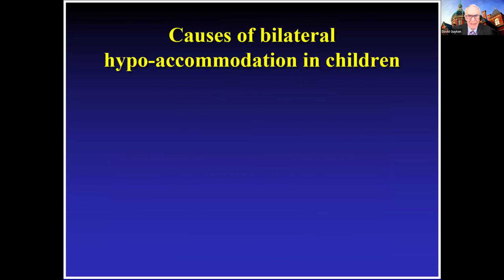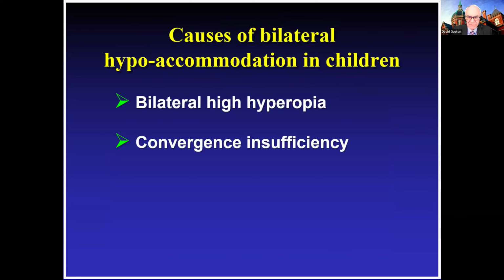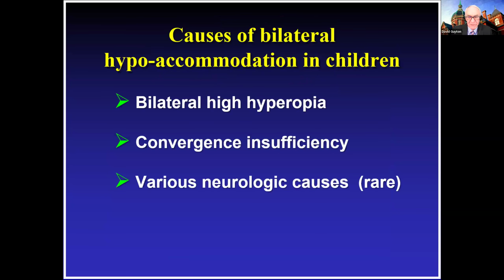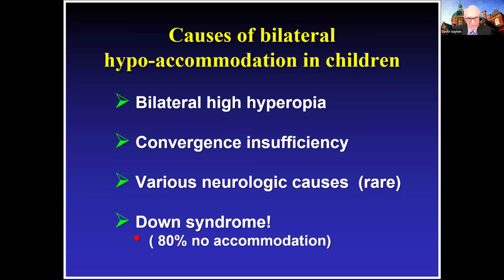What are the usual causes of bilateral hypoaccommodation in children? Well, bilateral high hyperopia. Sometimes the hyperopia is so high the patients don't even bother to accommodate to neutralize. Convergence insufficiency is sometimes accompanied by accommodative insufficiency. And then there are various neurologic causes, such as bilateral third nerve palsy, which of course is a rare cause, but that's where you don't have accommodation at all. But then look at Down syndrome. We discovered several decades ago that 80% of the patients with Down syndrome weren't accommodating at all when we did dynamic retinoscopy. That was quite surprising to us.